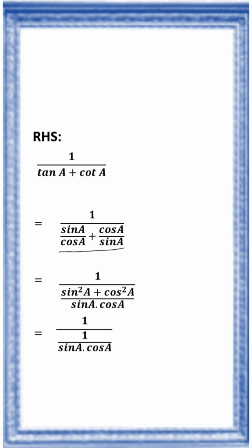Now let us take the reciprocal of the denominator, that is sin A into cos A. So that is equal to sin A into cos A. Let this be equation number 2. From equation 1 and 2, LHS is equal to RHS, hence proved.